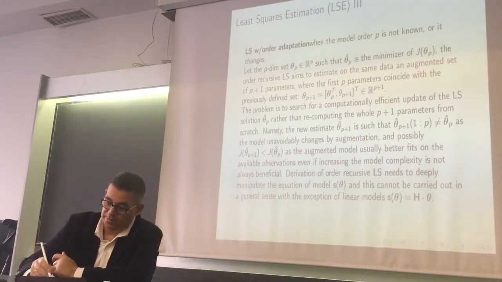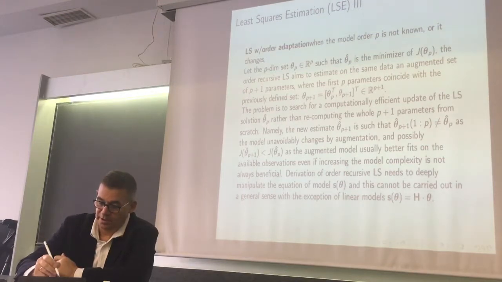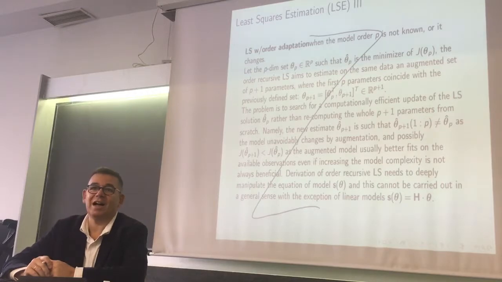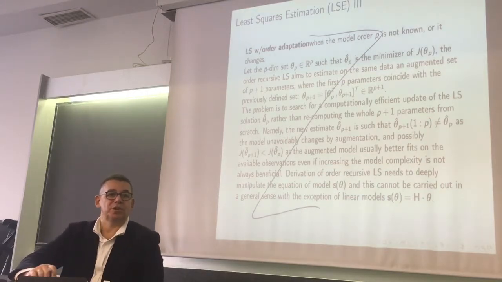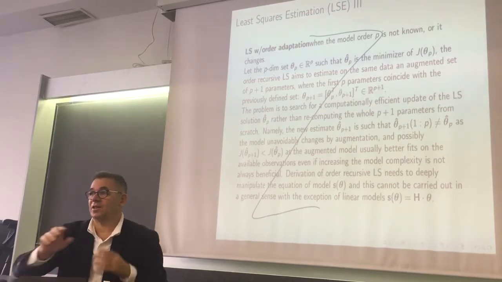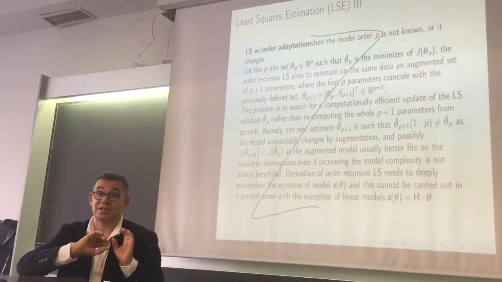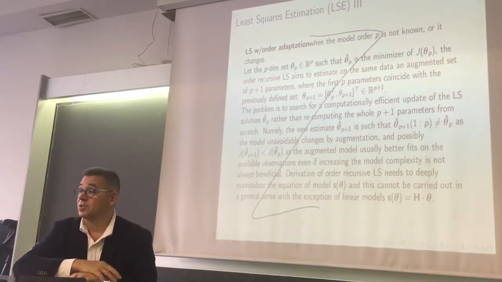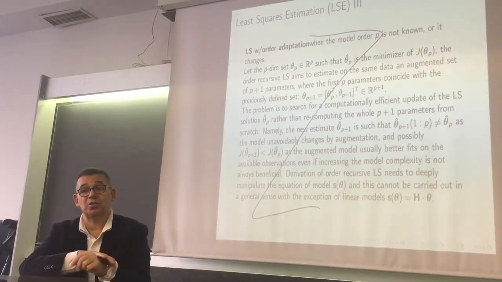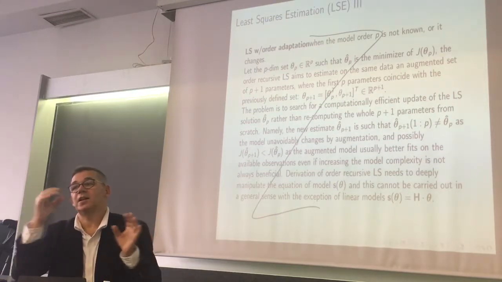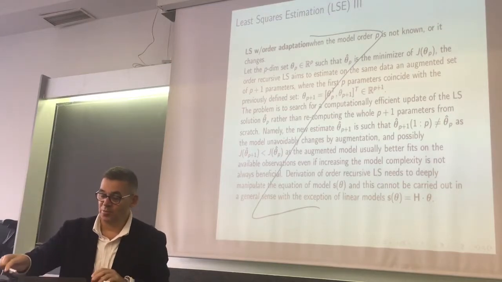Now skip it. Order of adaptation, skip it. I'll tell you in a word so that if you're interested, you can look at it. By the way, I have an exercise on order adaptation for you. Order adaptation means assume that you are estimating a linear regression. Assume that you have a set of points.